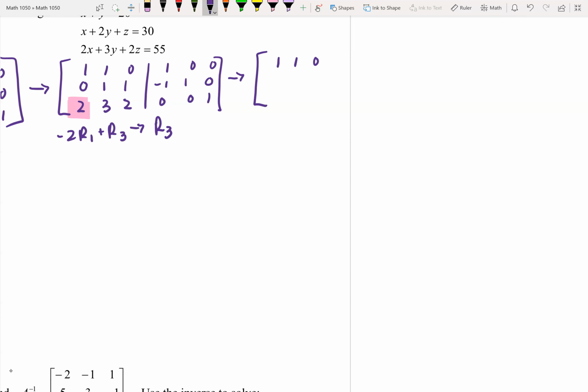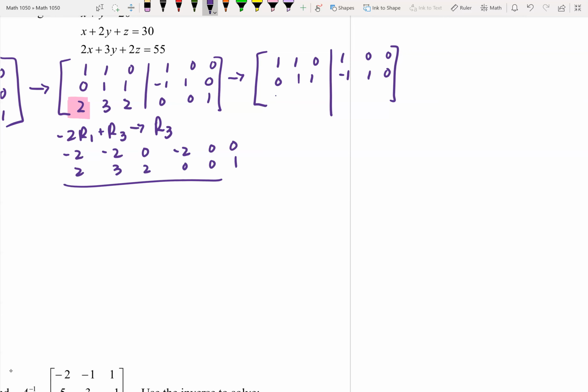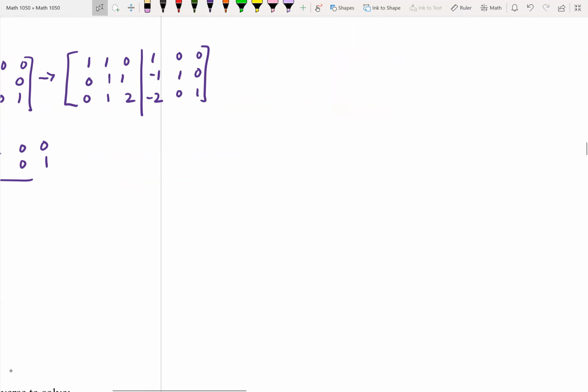So row 1 doesn't change. Row 2 doesn't change. Negative 2 across the top, negative 2, 0, negative 2, 0, 0. Write row 3 underneath it. Add those together and you get 0, 1, 2, negative 2, 0, 1. The next step is to get a 0 right there. I got my 1 up above it, so I'm good with that. Now I need to get that to be a 0.